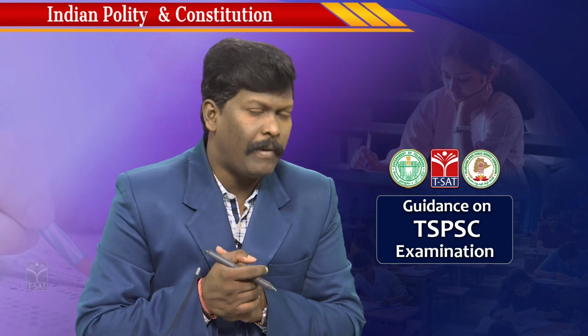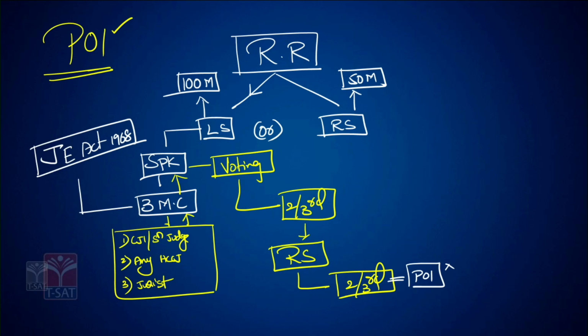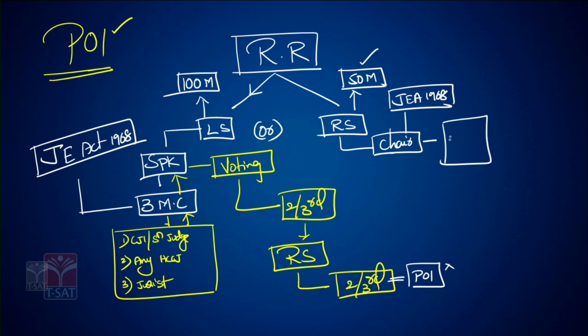Okay, let me come back and revise this. If it is initiated in Rajya Sabha, the resolution must be supported by a minimum of 50 members, and it is the Chairman who takes the resolution. What will the Chairman do? As per the Judges Enquiry Act of 1968, the Chairman will constitute a 3-member committee. Who are these 3 members? The Chief Justice of India or a Senior Judge of the Supreme Court, any High Court Chief Justice, and a jurist. These people will submit a report to the Chairman.